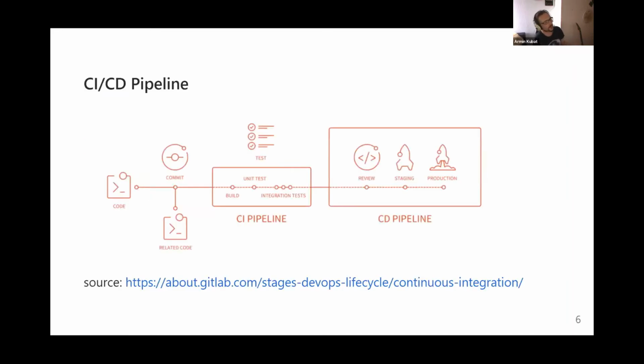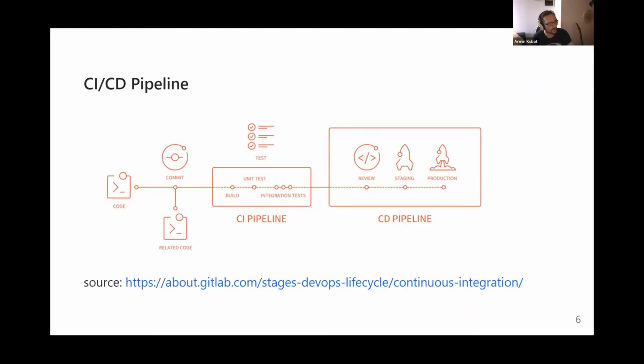So I have also a small graphic for you. I stole this from GitLab. Pointing doesn't work in an online presentation. So you see the CI part of the pipeline. There you have your builds, your unit tests, your integration tests, and in the CD part there are your review cycles. You deploy it to your staging environment, and finally to production.